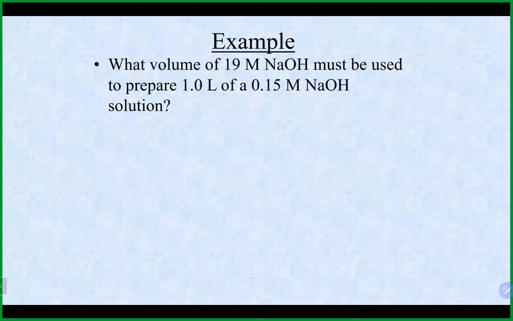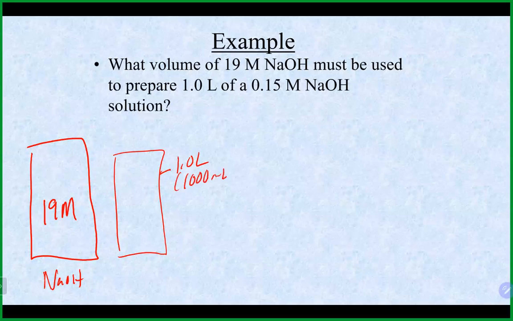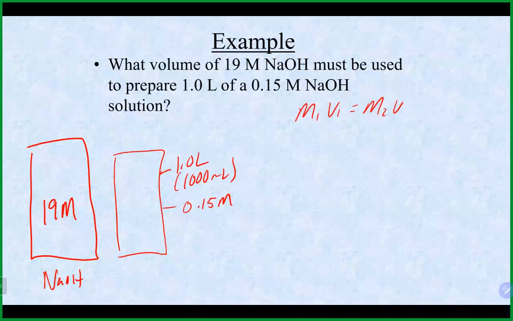So pretty much we have a bottle here of 19 molar sodium hydroxide. And we want to make another solution that has a total volume of 1 liter, which is 1,000 milliliters. And we want it to end with a concentration of 0.15 molar. So we can use our dilution equation here to help us out. We're going to do M1V1 equals M2V2.